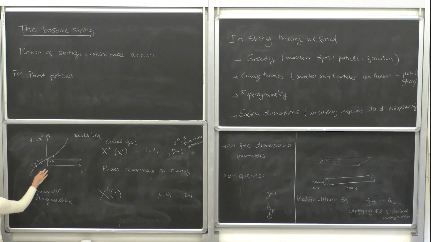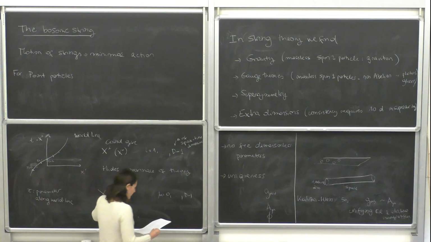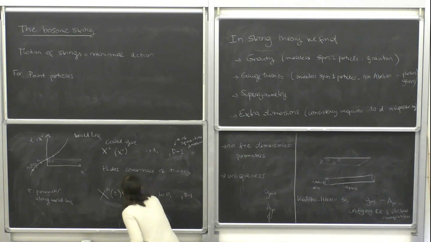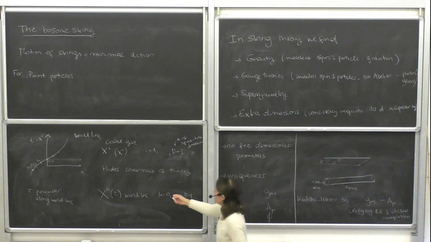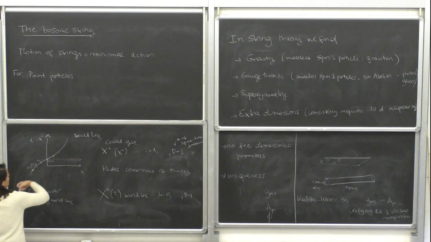This could be tau equals 0. Tau equals 0 could correspond to t equals minus 1 in dimensionless units, right? x1 equals whatever. So this tells me how the world line embeds in space-time. This coordinate x mu of tau.